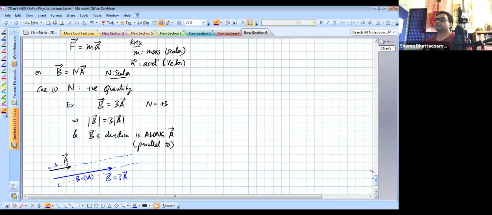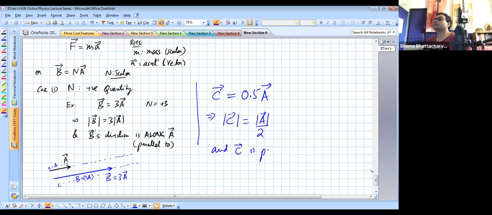Alright, so they should be pretty self-explanatory. You could also have an example like this where vector c, let us say, is 0.5 times vector e. So it can be a fractional number also. This will mean that the magnitude of c is half of the magnitude of e, or 0.5 times the magnitude of e, and c is parallel. Could also have a situation like this. So that's the first situation.